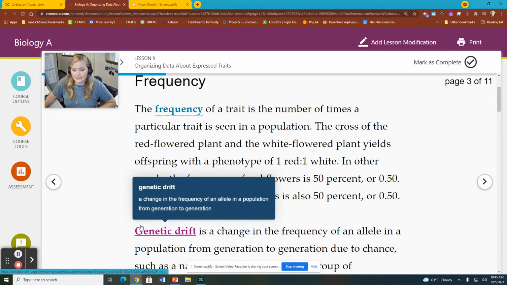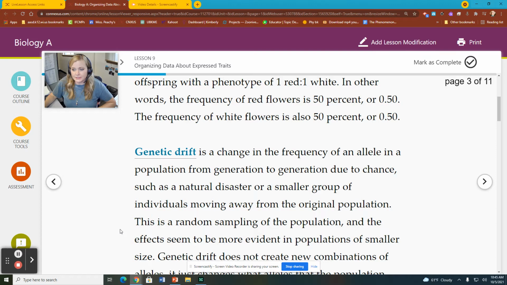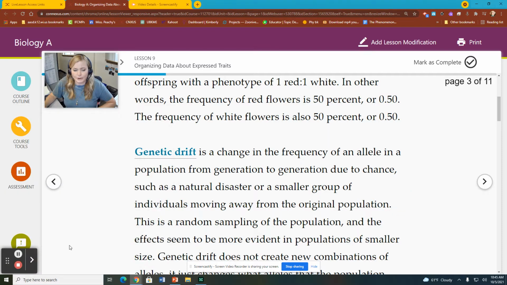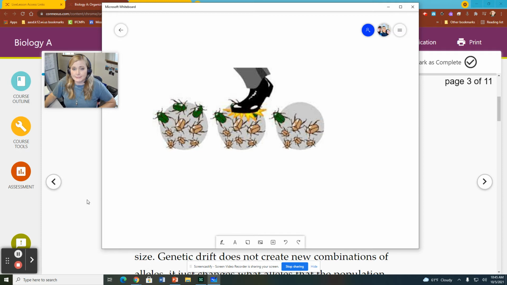The next term, genetic drift, tells us that there are sometimes changes in the frequency of a particular allele in a population. And with genetic drift, those changes actually result from some random occurrence that has nothing to do with the trait itself. So a good example of that is this picture.